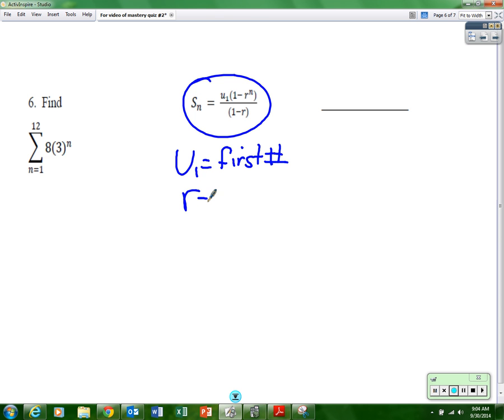Okay, then we've got an R. That stands for the ratio. That's what we're multiplying by. Then we've got the N, which is the how many numbers again.